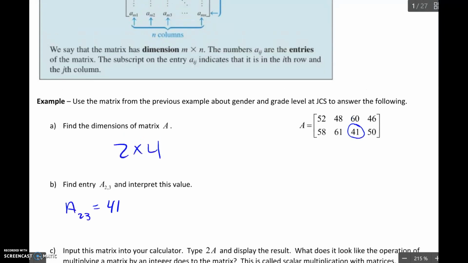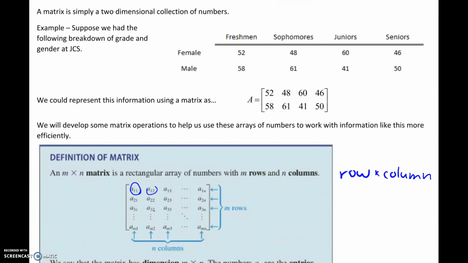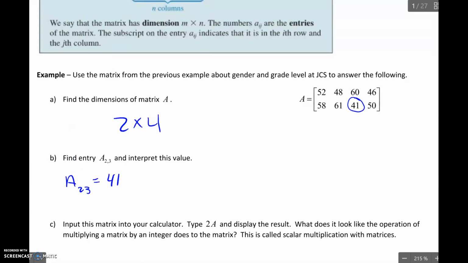And what does that mean? If we look at our information, this is freshman, sophomore, junior, senior, and then this is female, male. So that means I have 41 junior males at John Cooper.